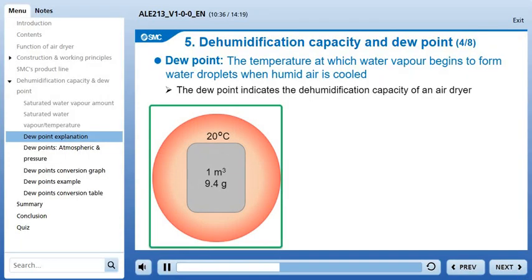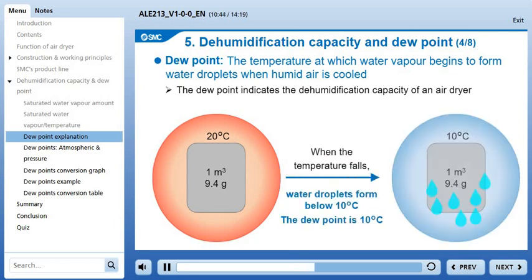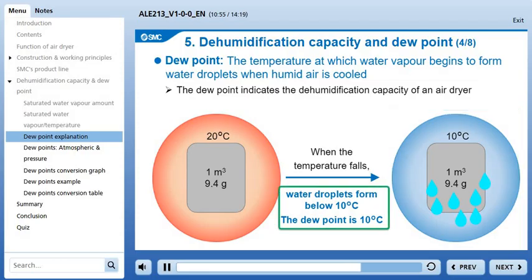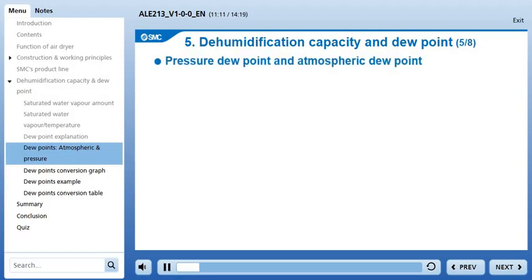As an example, consider air with 9.4 grams of water vapor per cubic meter at 20 degrees Celsius. When this air is cooled, it reaches saturation at 10 degrees Celsius, so water droplets will start to form at temperatures of 10 degrees Celsius and lower. This means the dew point of this air is 10 degrees Celsius. When selecting an air dryer, it is important to choose one with a dehumidification capacity such that the compressed air temperature will not fall below the dew point. Next, we will look at the different dew point values and how to convert between them.